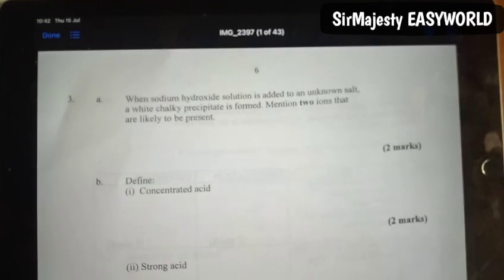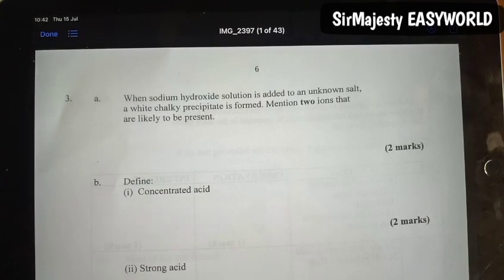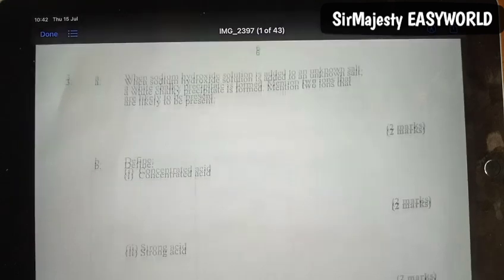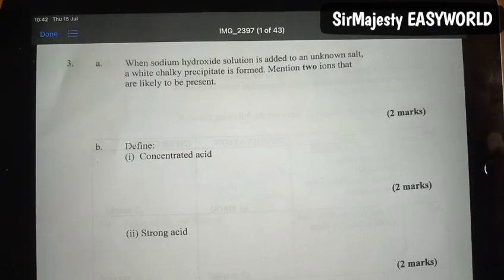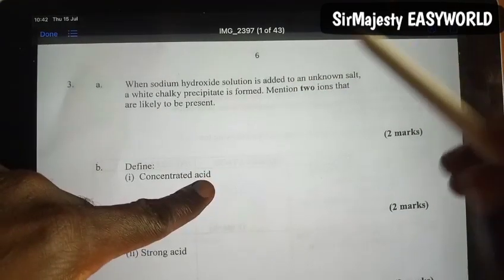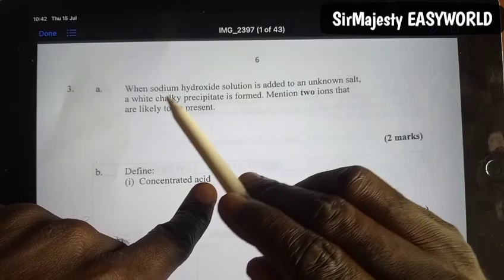Number three says, when sodium hydroxide is added to an unknown salt, a white chalky precipitate is formed. Mention two ions that are likely present. Please take note here. They say chalky. This particular statement is what made the answers to be limited a bit.